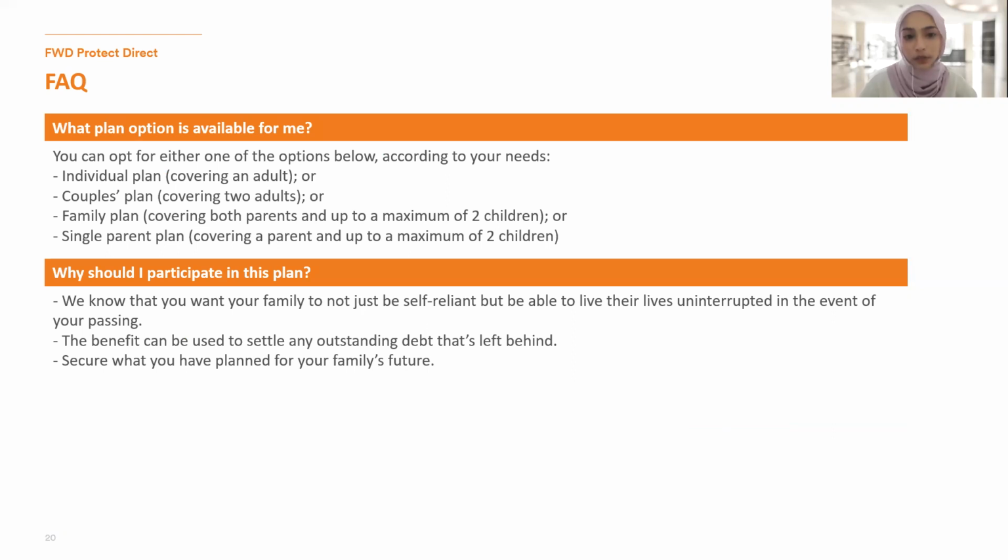What are the plan options available for you? So we have 4 different options that you can choose from. One is an individual plan, which is really great for those of you who are still single. You may not have a spouse yet, so this is a really good plan. If you are already a newlywed, then feel free to take the couples plan, which covers 2 adults. And then we also have a family plan, which covers both parents and a maximum of 2 children.